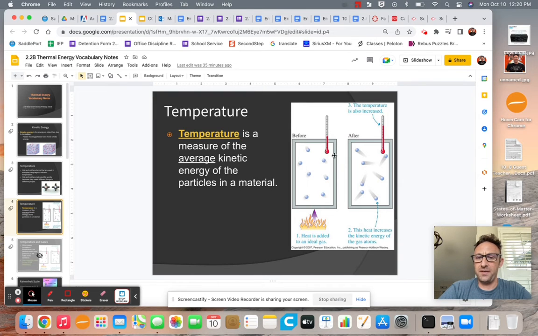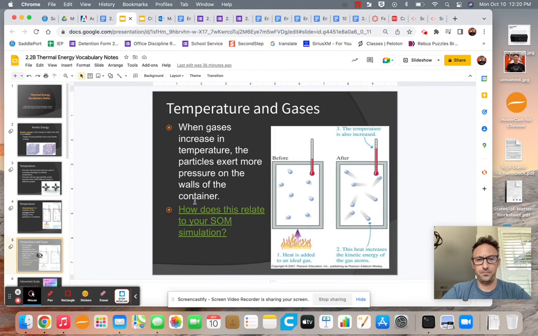So in this picture over here on the left, you can see that there is temperature for sure, but when you add heat, since the particles are moving faster, the kinetic energy increases. Therefore, this thermometer gauge gives you an increase in temperature reading. If you want to draw something over to the side with low temperature and high temperature, you're more than welcome to.